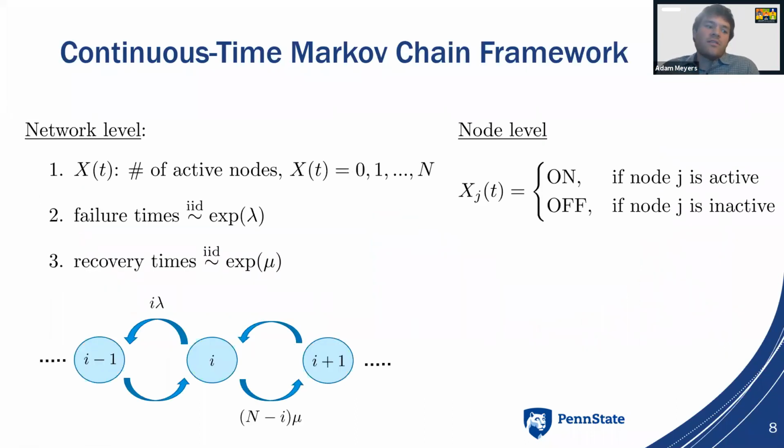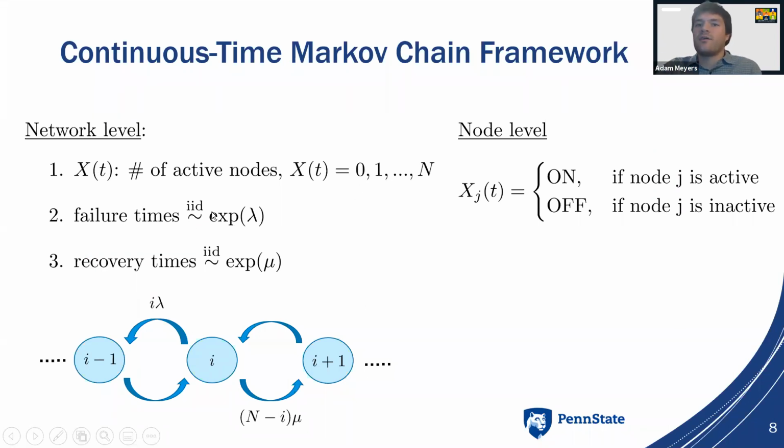Okay, so now onto the continuous time Markov chain. Again, this is going to model the node behavior, the dynamical node behavior, and also allows us to compute resilience measures. So at a higher level, the network level, the state of the Markov chain is defined to be the number of active nodes. That'll range from 0 to n, we have n nodes.